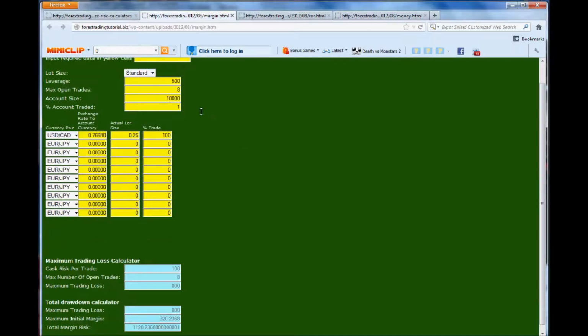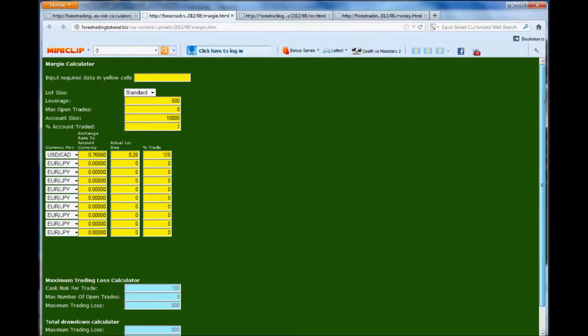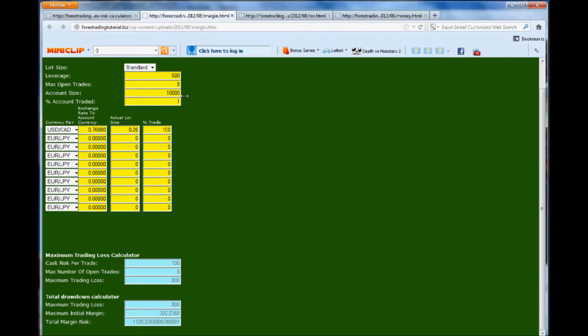USD Canadian dollar. Obviously, you keep track of the different currency pairs you're trading, so you could use a different Excel spreadsheet for each one, or you could just label which one it is. To use this calculator, you just need to know what your percentages are, because it's going to work out where the market is today. Then you go down to the bottom here, and it says that we've got a total margin risk of 1,120, and our account size is 10,000, so we know that we're taking a very low risk.